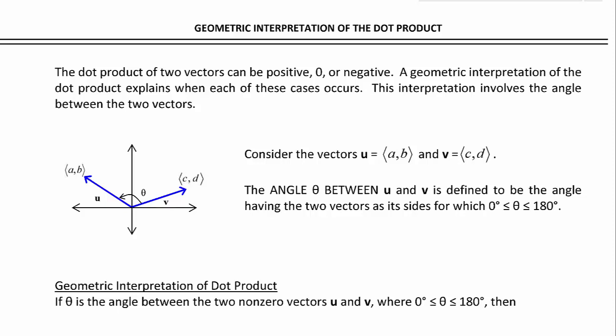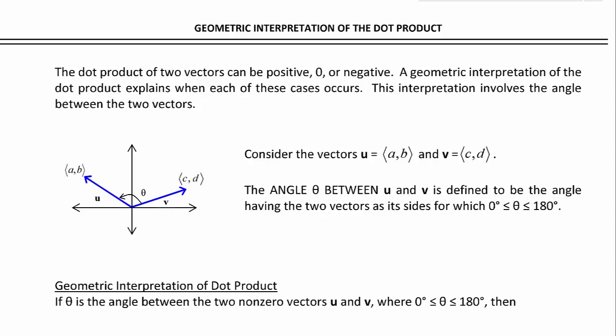In this video, we'll discuss the geometric interpretation of the dot product. The dot product of two vectors can be positive, 0, or negative. A geometric interpretation of the dot product explains when each of these cases occur. This interpretation involves the angle between the two vectors.